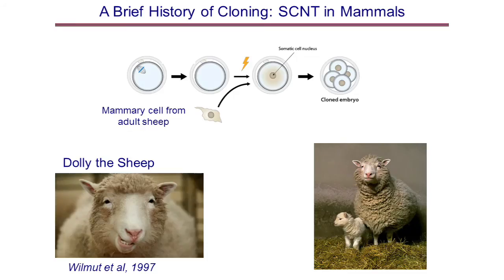Now we're going to advance forward by 40 years, where we get the first successful live birth from somatic cell nuclear transfer in mammals. And this is Dolly the sheep, smiling broadly here. And here she is with her baby. She had, I think, 5 or 6 lambs.